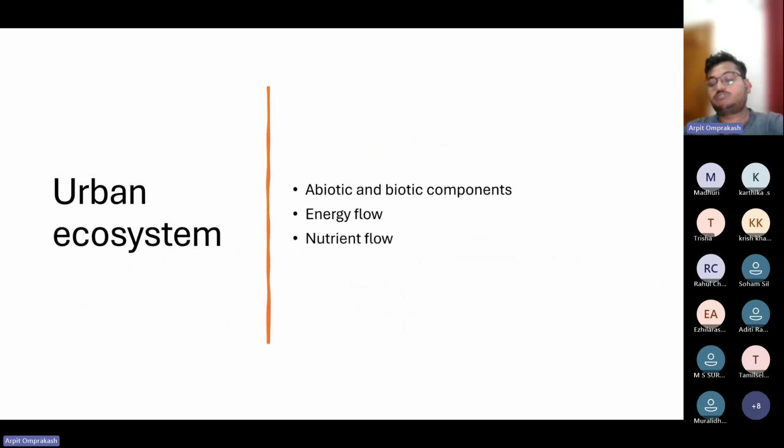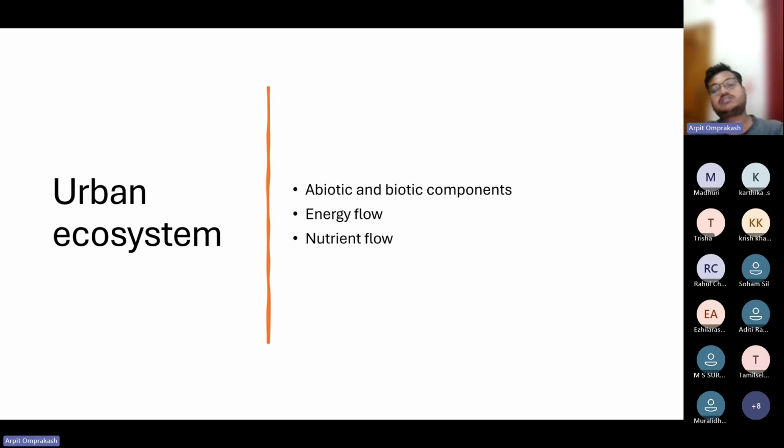So next, from urban scapes, we move into the study of urban ecosystems. This is the idea of applying ecology and ecosystem science to urban areas. What we see here is that urban ecosystems are composed of three things. The first thing is the abiotic and the biotic components that are present in the urban ecosystem. For example, the buildings, the parks, the animals, us humans, different pets, and so on.